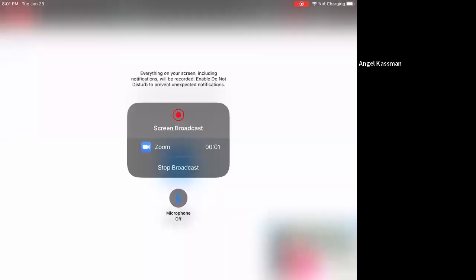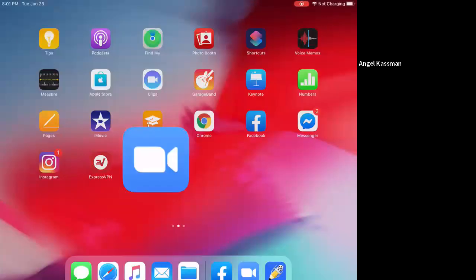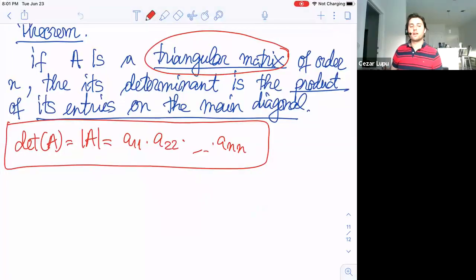Today we will continue our adventure with the determinants of matrices, and just like I said, we will also talk about elementary matrices in more detail, as well as about the LU factorization.